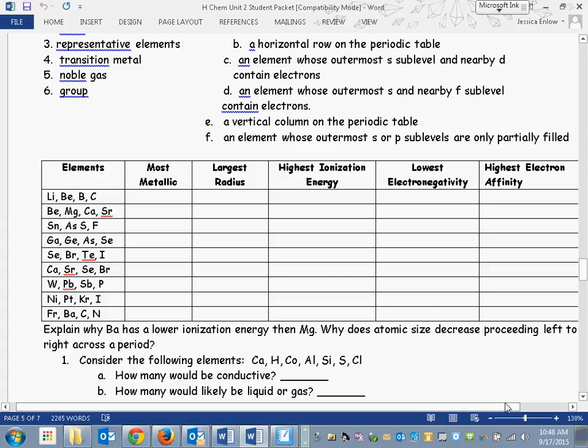Where are we at? Lowest electronegativity. Lithium, because it's farthest to the left. So you know anything that's, and that's what this arrow says here. All of these, EA, IE, and EN, they increase to the right. So if you're trying to go the lowest, you choose the one on the left. Highest electron affinity. Carbon, again, farthest to the right.